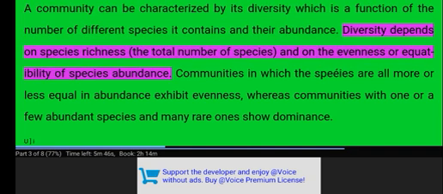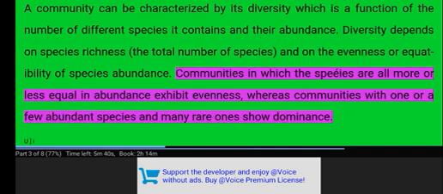Diversity depends on species richness, the total number of species, and on the evenness or equitability of species abundance. Communities in which all species are more or less equal in abundance exhibit evenness, whereas communities with one or a few abundant species and many rare ones show dominance.